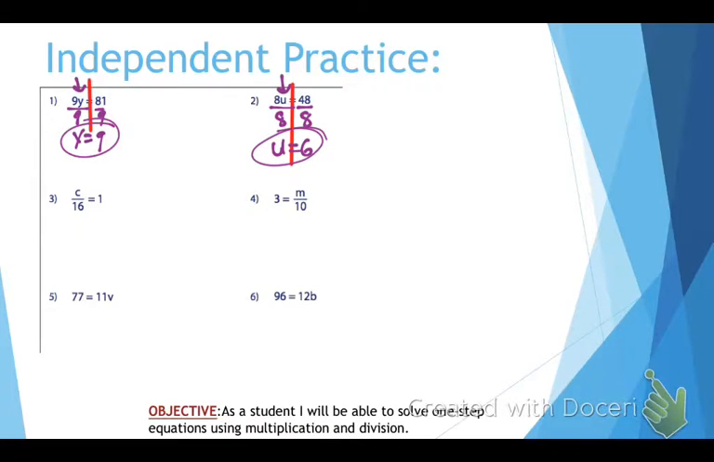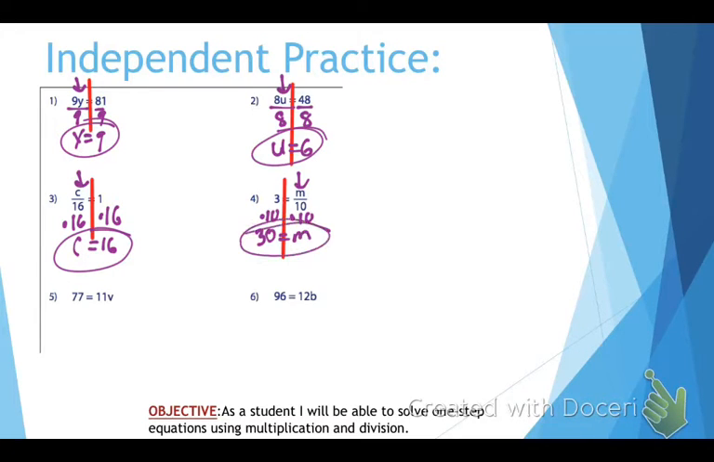Number 3. Okay, we're going to go ahead and draw our line. Next thing we're going to do, c divided by 16. So what's the opposite of dividing by 16? Multiply by 16. 1 times 16 is 16. So c equals 16. Way to go. Number 4. Here we go. Draw the line. Find the variable. Variable's m. We're dividing by 10. Well, we're going to multiply by 10 to do the opposite. 3 times 10 is 30 equals m. Ladies and gentlemen, you should have m equals 30 or 30 equals m.